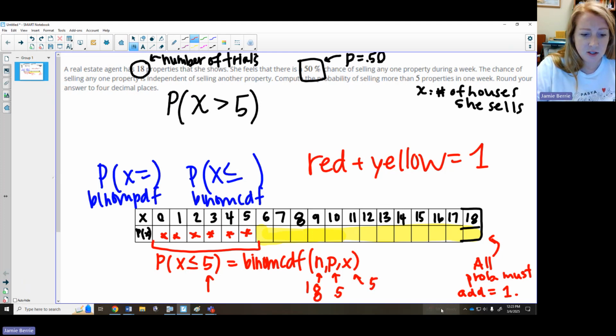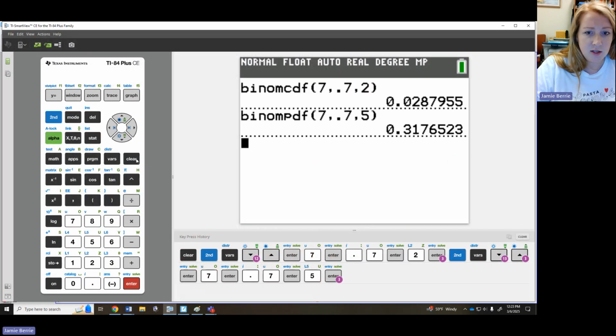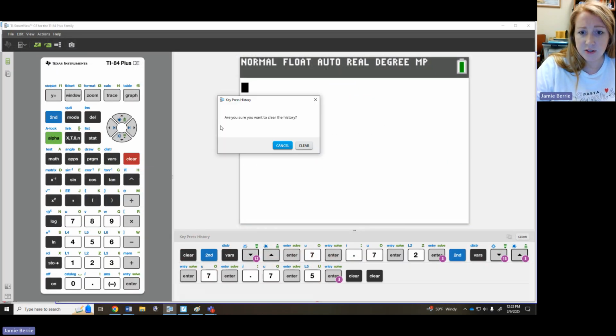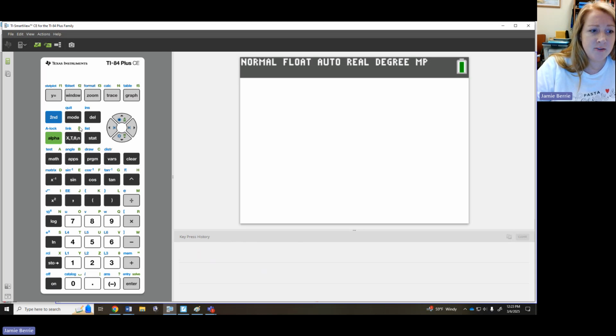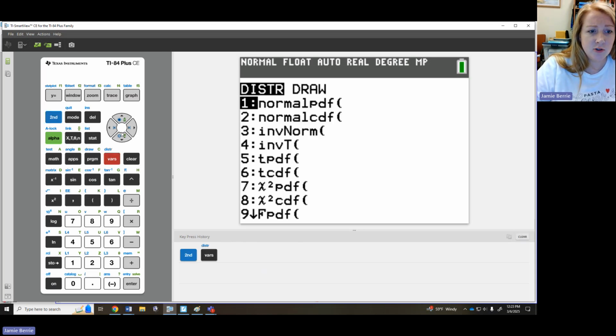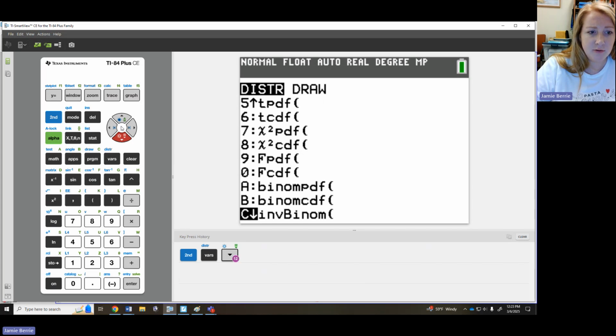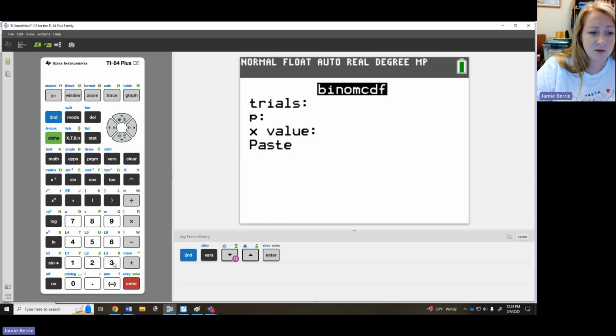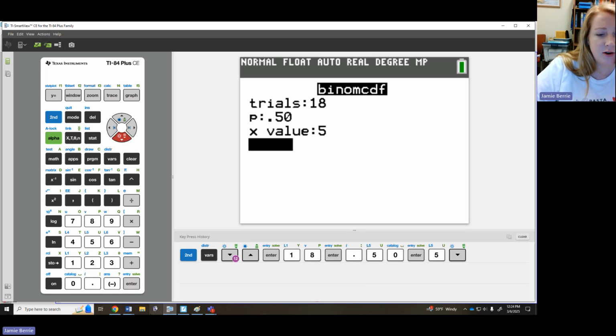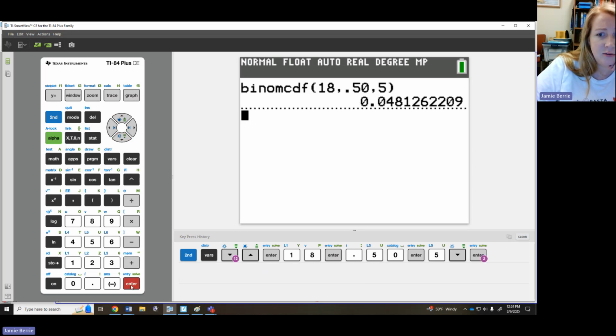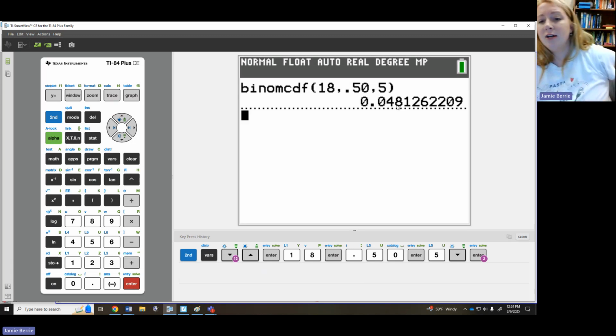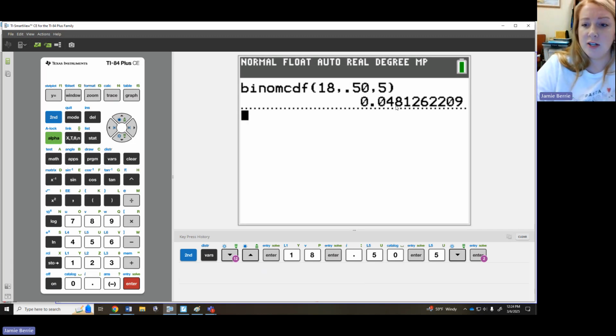All right, so let's grab our calculator. I'm going to clear this out, start with a blank slate. Okay, so we're going to go to second vars, scroll way down to binom CDF. Trials, we said she has 18 houses she's selling, 50% chance of selling each one. X value was 5. Go down to paste, hit enter again once you verify that all looks correct. All right, so this is telling us that this red portion of our table is 0.0481.